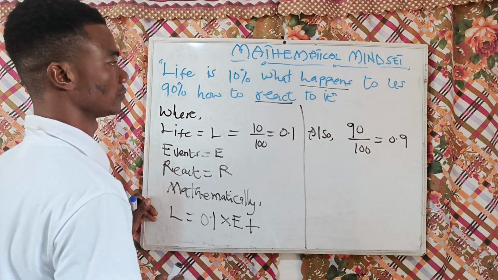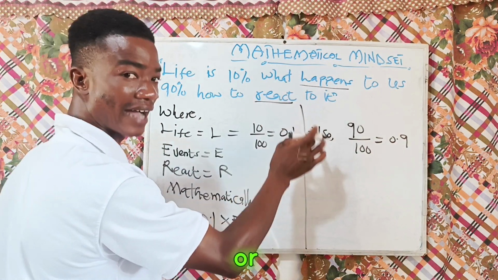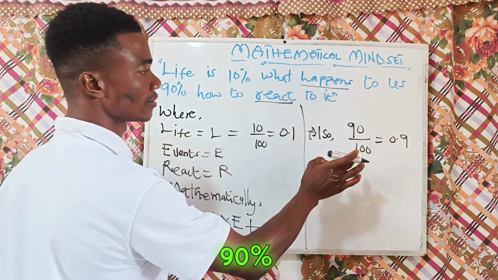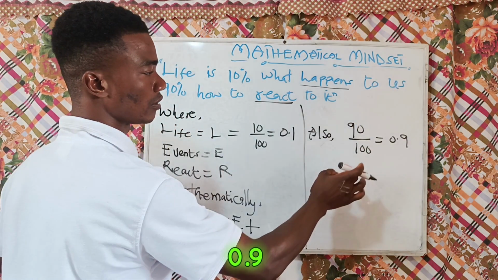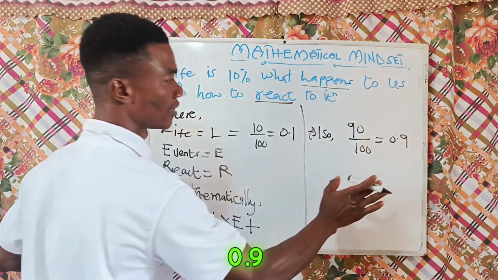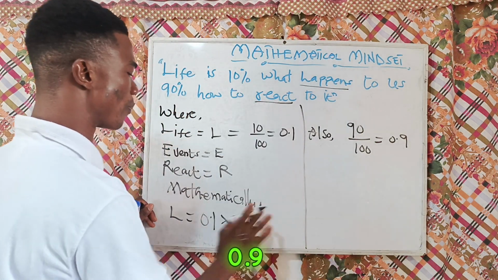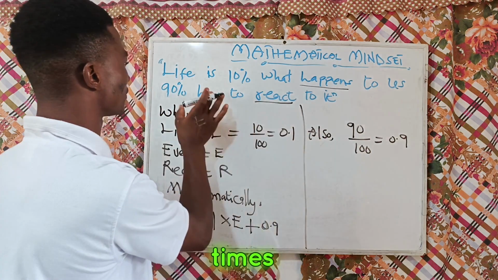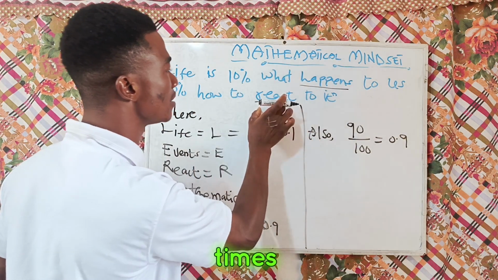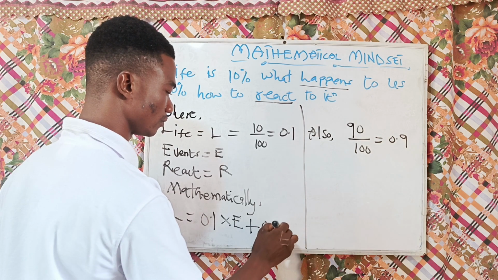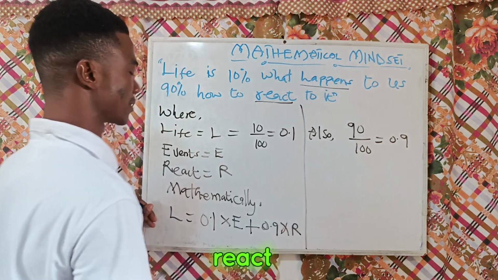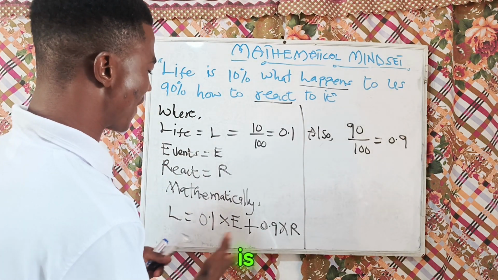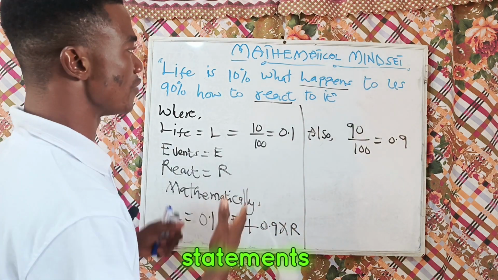Plus reaction, or react. React is what? 90%, right? Which is giving out 0.9. 90 over 100 is giving us 0.9 precisely. So plus 0.9 times reaction, since it is 90% how we react to it. So times react, R. Okay. So this is the final equation of the statement or the quote.